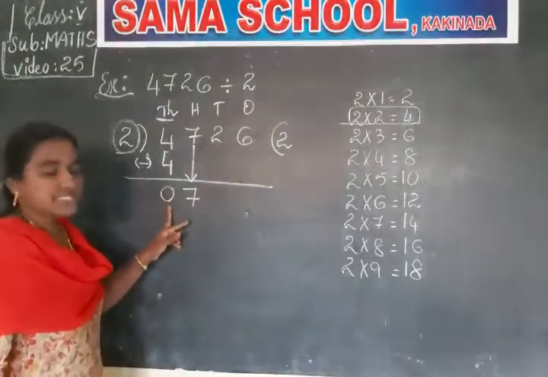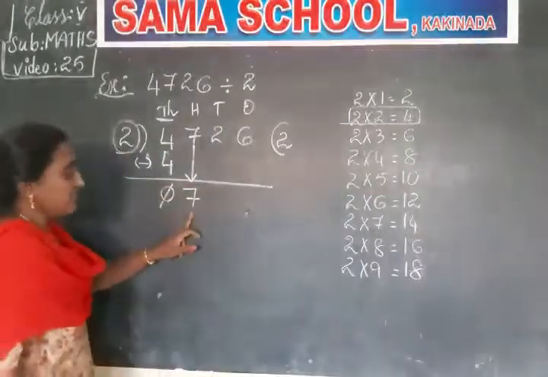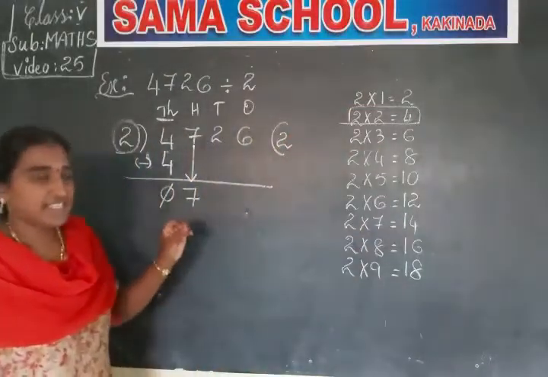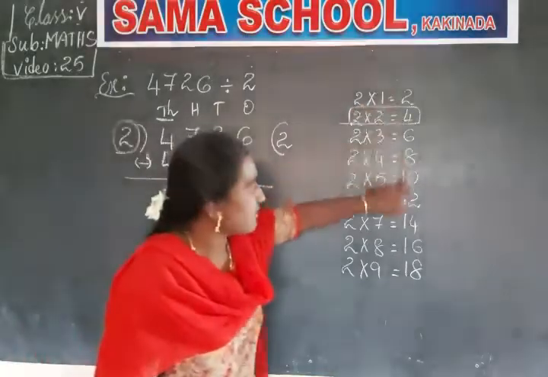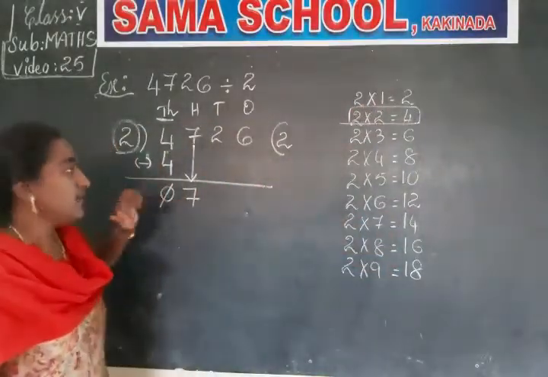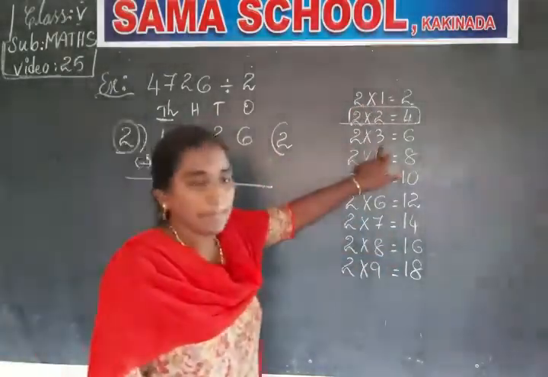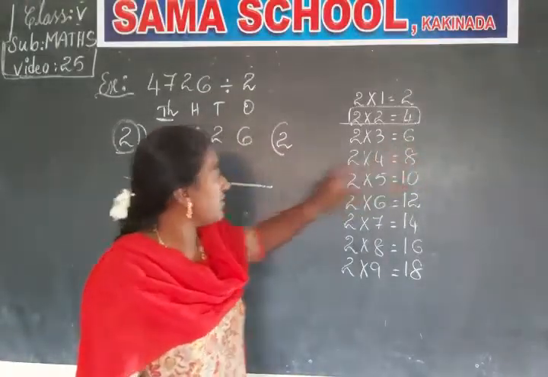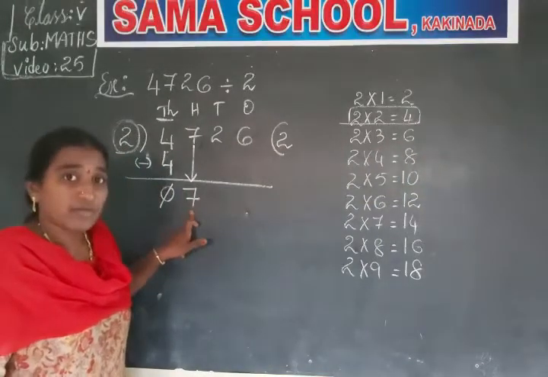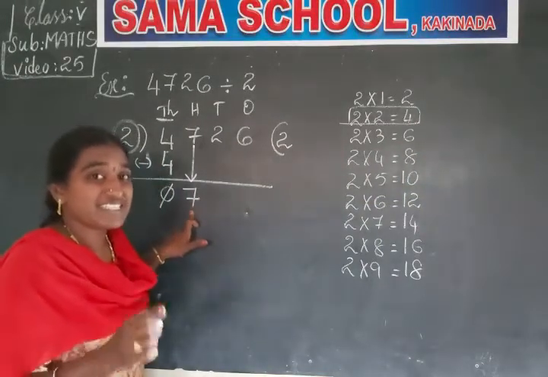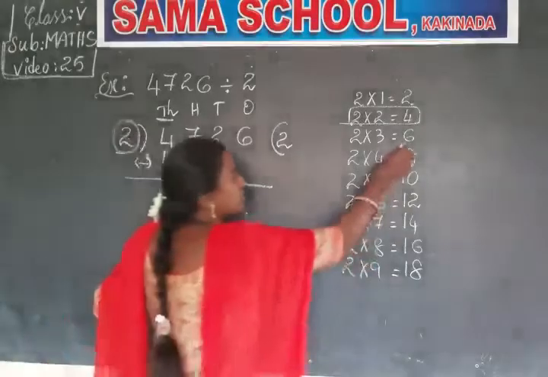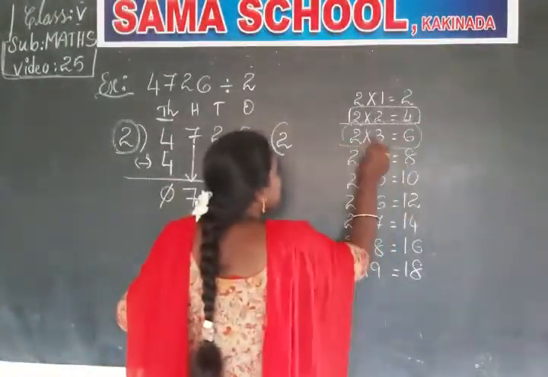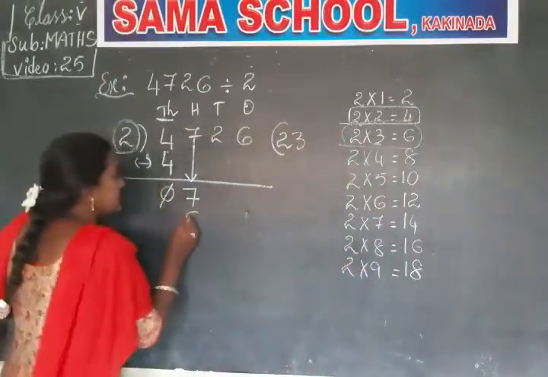0, 7. This 0 is invalid, so only 7 is there. So you have to check for 7 in the 2 table. Did you find 7 here in the 2 table? No, not there. So we have to take the nearest and smallest number. Here 6 and 8 both are very near to 7. Then what number do we have to take? What I told you: the nearest and smallest number. 6 is less than 7, so we have to take 6 only. How many times? 3 times, and take 6 here.